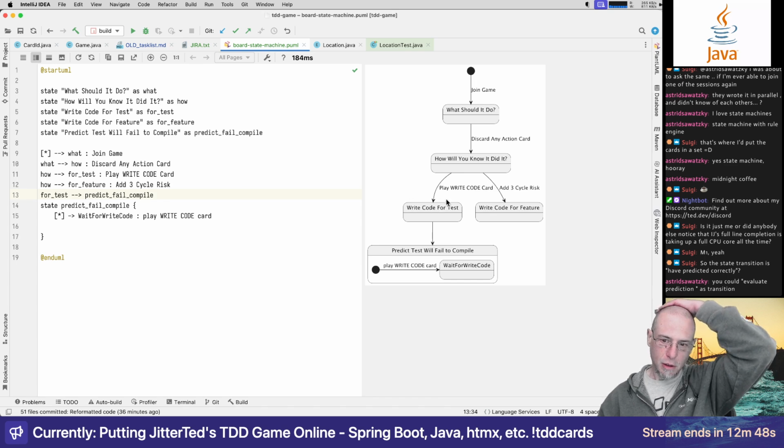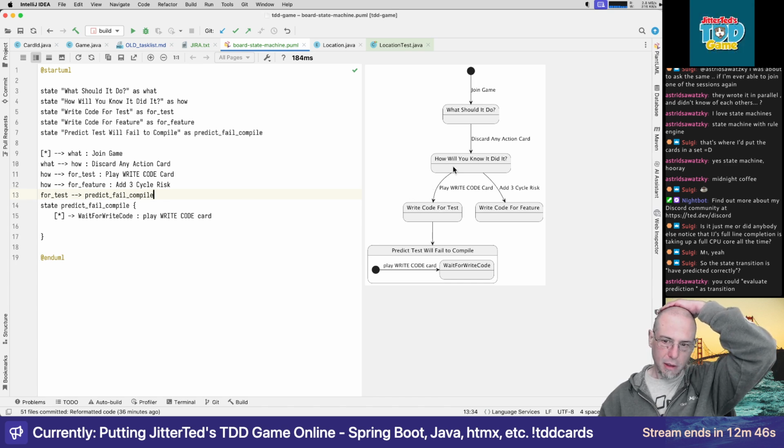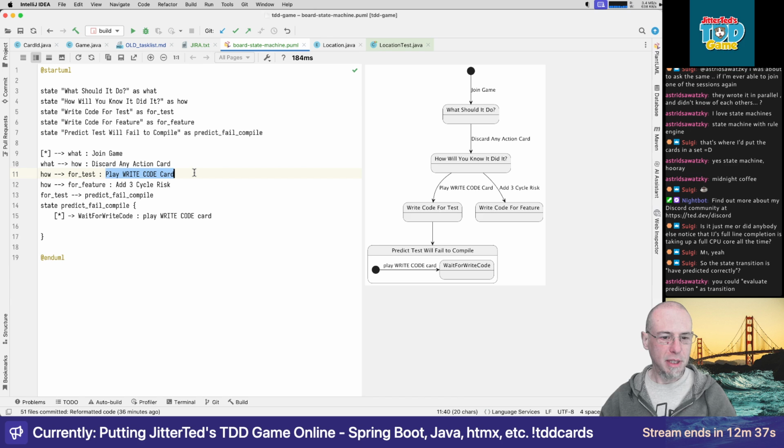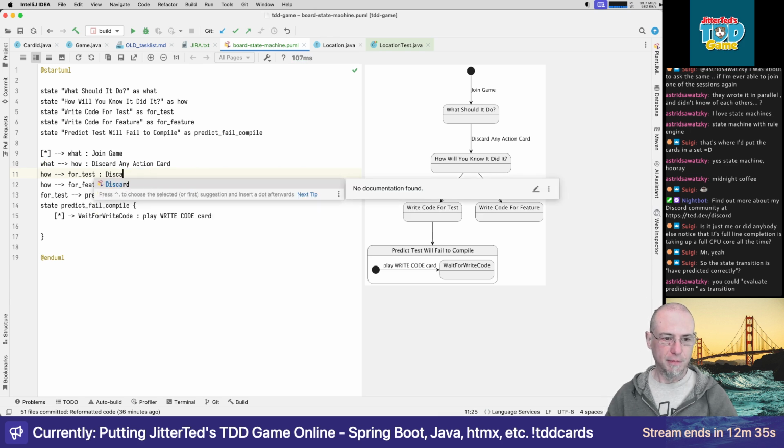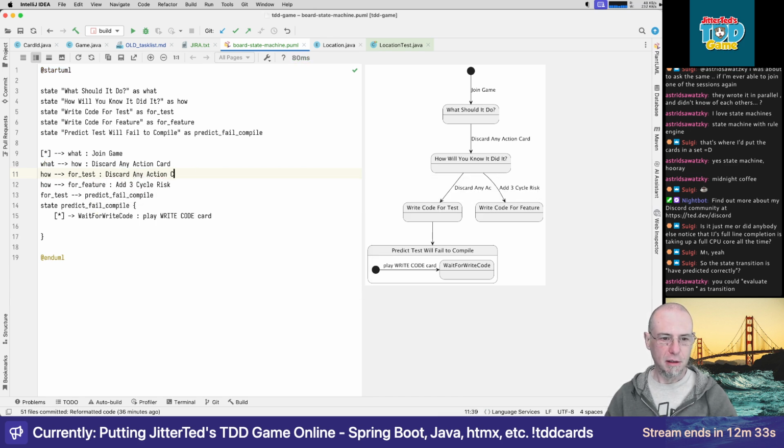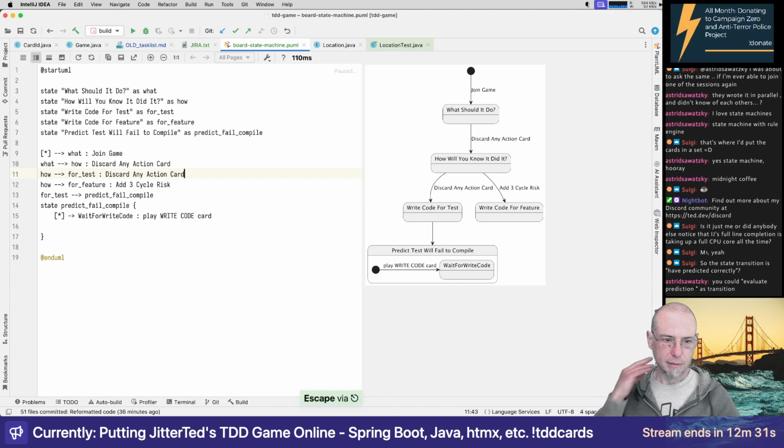So let's see. How do you know I did it? You play... Oh, that's wrong. Discarding this, that's why I was confused. So this isn't play write code card, this is discard any action card. Right. So start out here, you discard any card. You end up here. To get to the next step, you discard any card. And you're basically in this state.